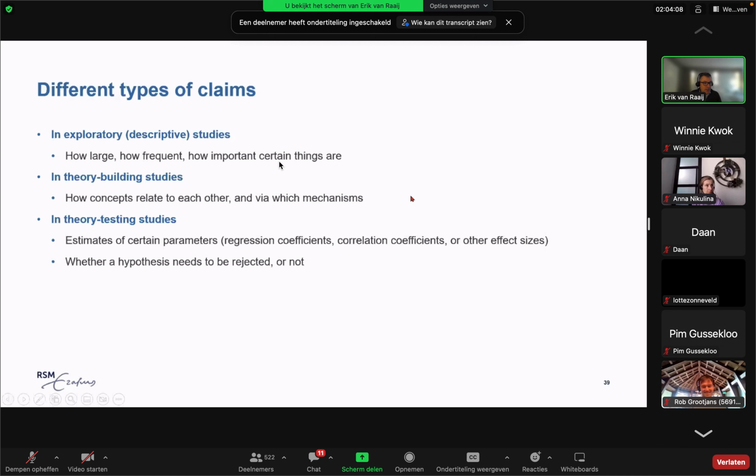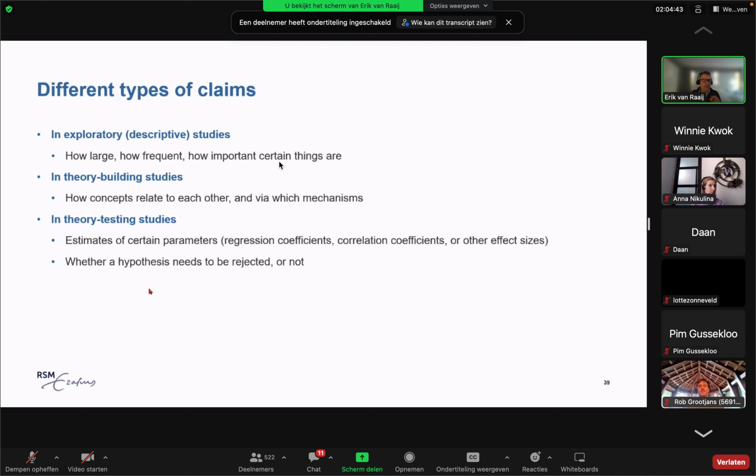Of course, in theory testing studies, the claims are again different. They will give you estimates of certain parameters, like a regression coefficient or a correlation coefficient or some other effect size. That's the claim that they make. We estimate this correlation coefficient to be 0.67 and significant at an alpha of 5%. That kind of claims. Very often followed by, this means that hypothesis 1 needs to be rejected. Or, and this is actually not proper language, they might say hypothesis 2 is confirmed.